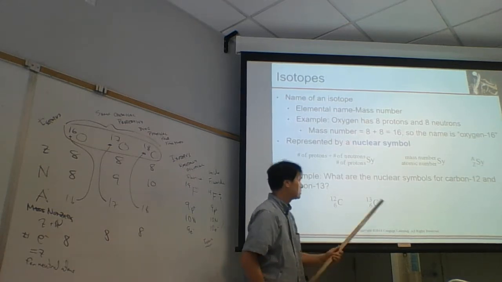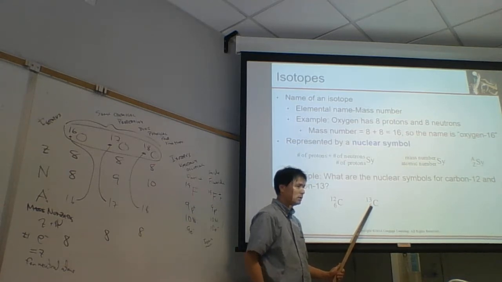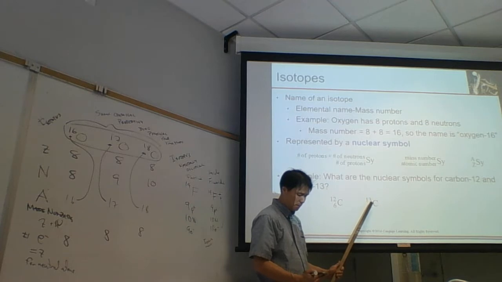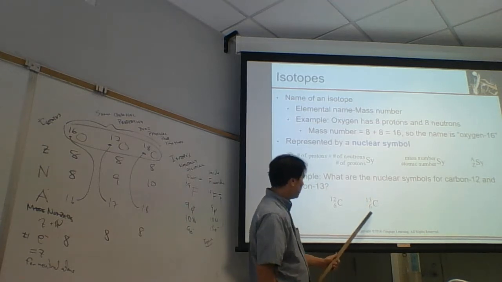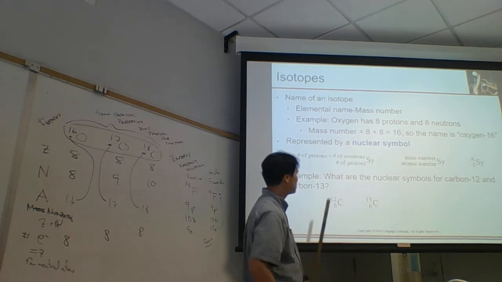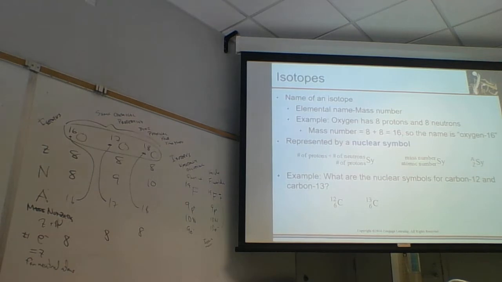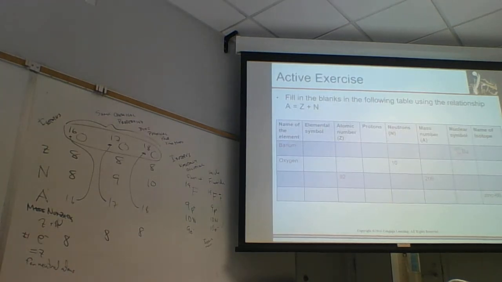How many electrons do we have? 6. Okay, then we have this other carbon. This is carbon-13. Carbon-13 has 6 protons and 7 neutrons, and a mass number of 13. How many electrons? 6, because the number of electrons balances out the number of protons in the neutral atom, unless we have an ion. If we have an ion, it's different. And so let's go ahead and fill out this table here.